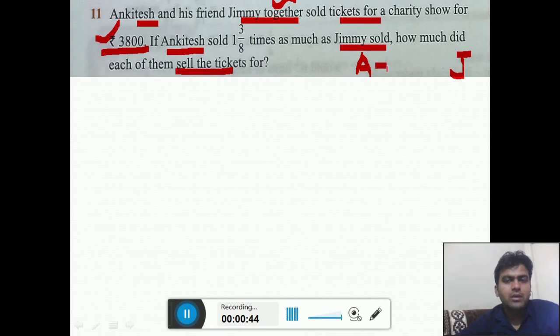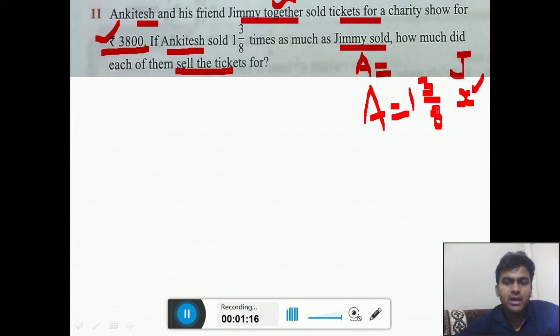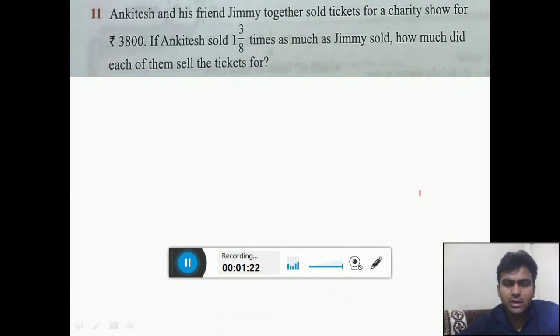And one more thing is given here. Ankitesh sold one complete 3 upon 8 times as much as Jimmy sold. So let us suppose Jimmy sold the tickets of worth x. So Ankitesh sold the tickets of worth 1 complete 3 upon 8 of what Jimmy sold, and what Jimmy sold? x. So Ankitesh sold is equal to 1 complete 3 upon 8 of x. Now see how to solve this question.